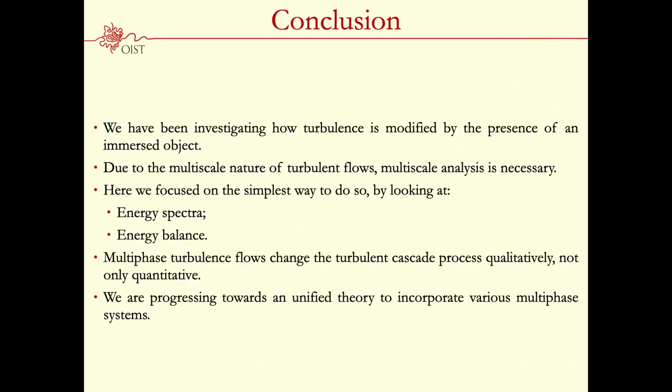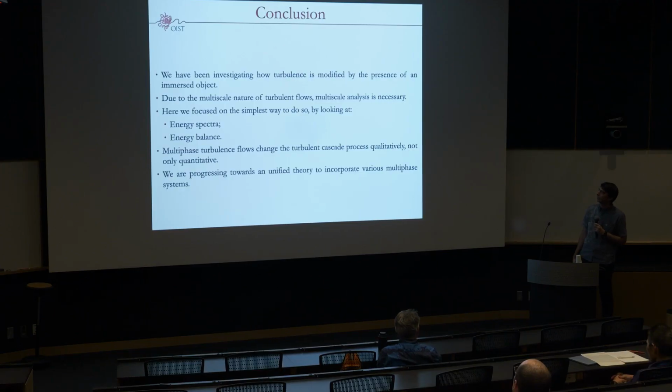So basically, what we do in my unit is try to study turbulence and try to understand how turbulence is modified by the presence of these immersed objects. And due to the multiscale nature of turbulence, so the coexistence of these eddies of many different sizes, we need to do a kind of multiscale analysis in order to understand how these objects are interacting with the different scales of the flow. And yeah, the ultimate goal is to have a theory which incorporates Kolmogorov, but for more general fluids. Okay, that's it. Thank you.